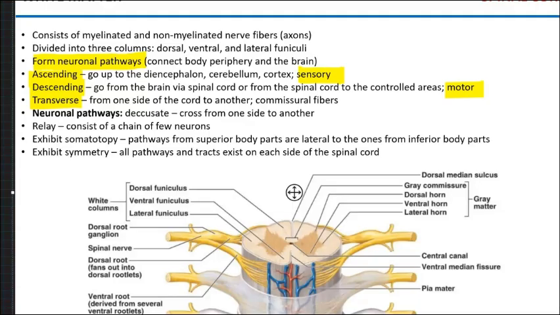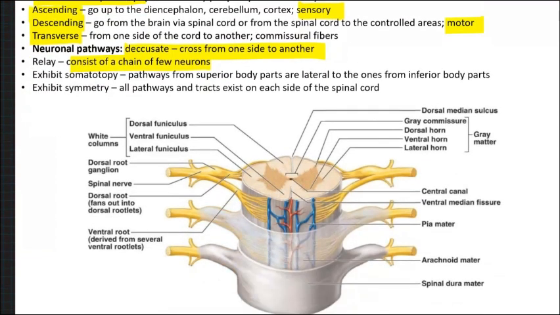Right? So, pathways. Many of them, not all, decussate, meaning that they cross over from one side to another. That explains why a left side stroke results in right side paralysis and vice versa. They relay.